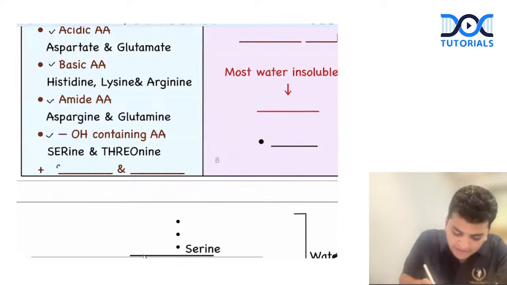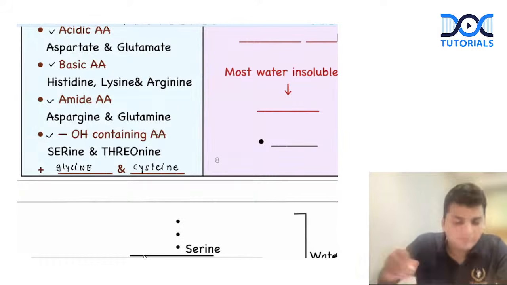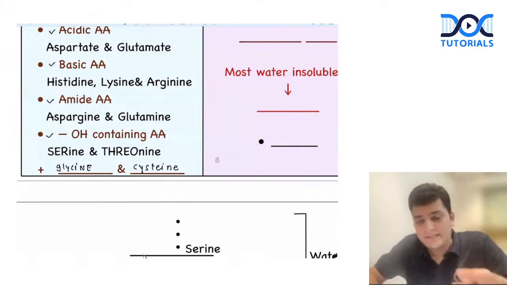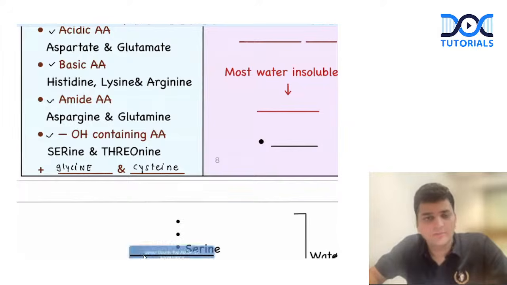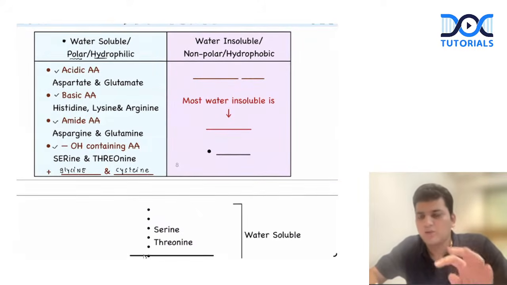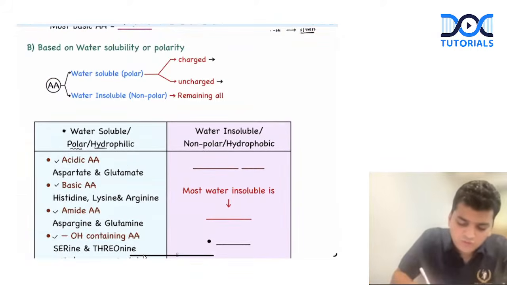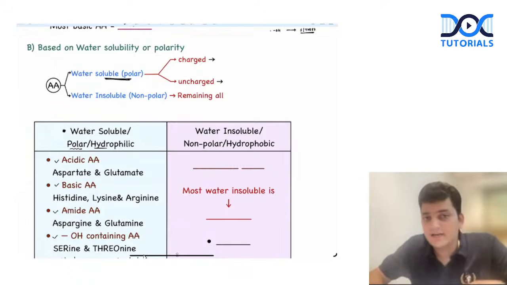That is glycine and cysteine. See, glycine belongs to the simple amino acids and cysteine belongs to the sulfur containing amino acids, but their entire families are not water soluble. These two are individually water soluble, glycine and cysteine. So there are a total of four families and two individuals which are water soluble: acid, base, amide, alcohol, glycine and cysteine. So if they ask which are the water soluble or polar amino acids, we can divide into two categories: charged and uncharged.